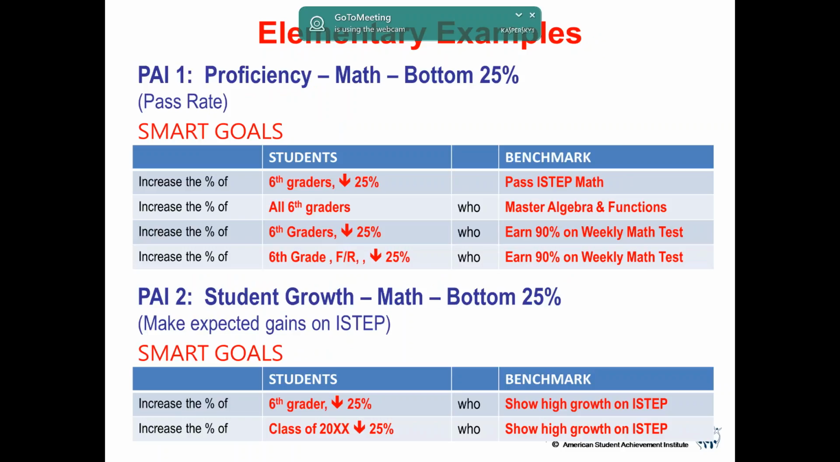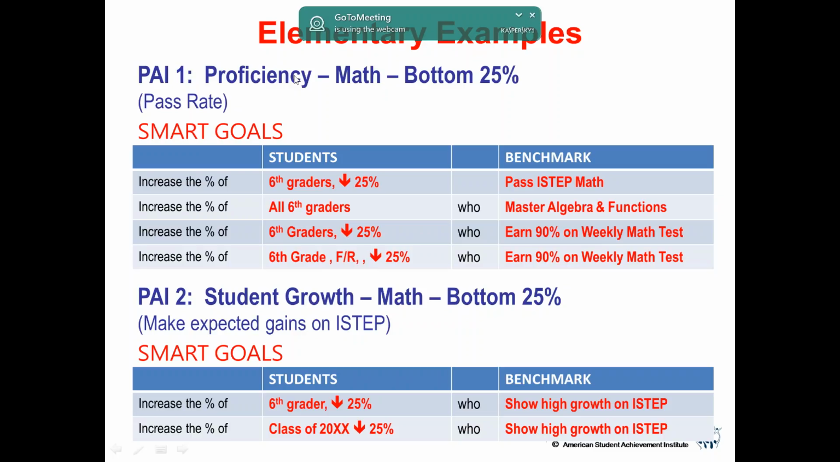Okay, here's some examples. So let's say these are elementary examples. In the first one there, if you look at the top here, it says the PAI is that we want to impact the proficiency rate or the pass rate in math, and we're specifically working with the kids in the bottom 25%. So it's a little bit broad. We don't know where we're going in math. There's a lot of things that could be getting in the way in terms of math achievement. So now we want to narrow down this PAI into SMART goals.